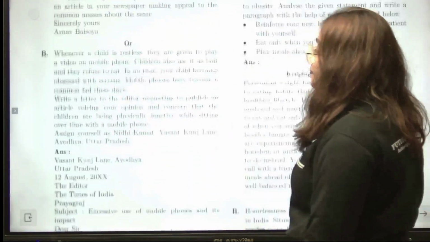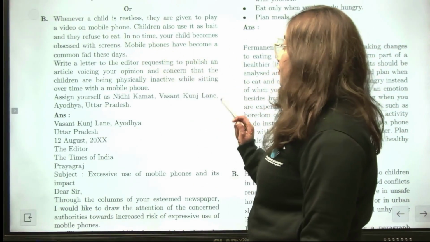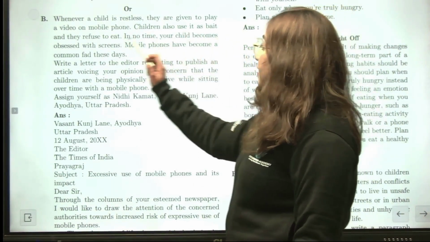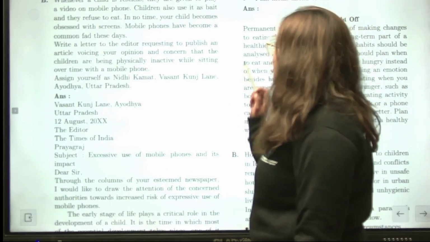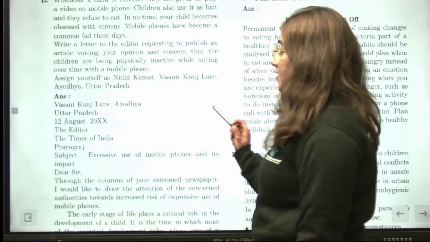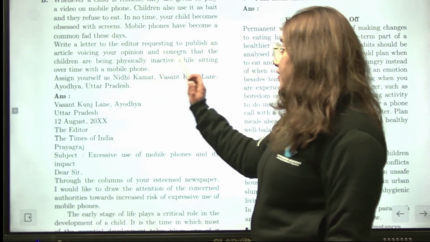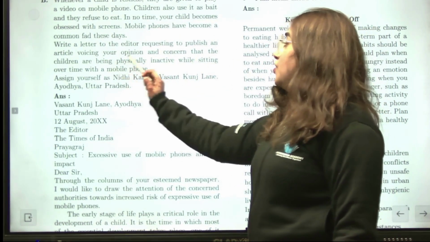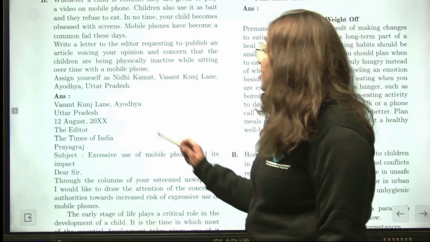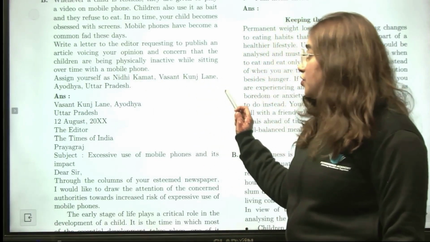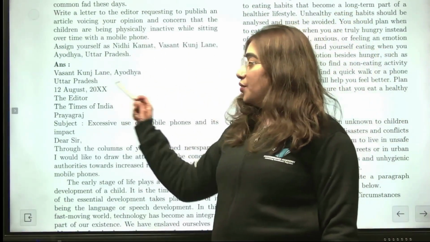और part में क्या है, whenever a child is restless, they are given to play a video on mobile phone. Children also use it as a bait and they refuse to eat. In no time, your child becomes obsessed with screens. Mobile phones have become a common fad these days. Write a letter to the editor requesting to publish an article voicing your opinion and concern that children are being physically inactive while sitting over time with a mobile phone. Assign yourself as Nidhi Kamat, Vasant Kunj Lane, Ayodhya, उत्तर प्रदेश. ठीक है, so वसंत कुंज लेन, अयोध्या, उत्तर प्रदेश.